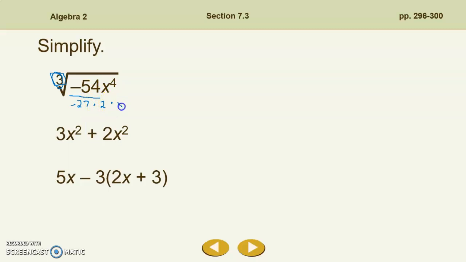X to the 4th, I can write as x cubed times x to the 1st, or x times x times x times x. I'm then going to take the cubed root of every single one of my factors. Negative 27 is a perfect cube. It's a negative 3. And x cubed is a perfect cube. It's an x. The 2 and the x do not have perfect cubes, so they're going to stay under the radical symbol. When we simplify this, we get negative 3x times the cubed root of 2x.